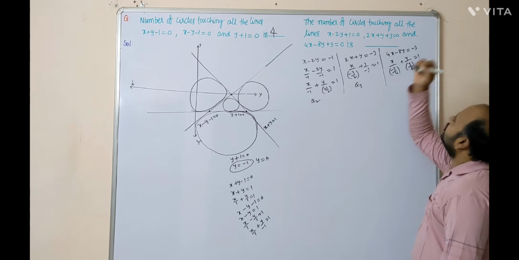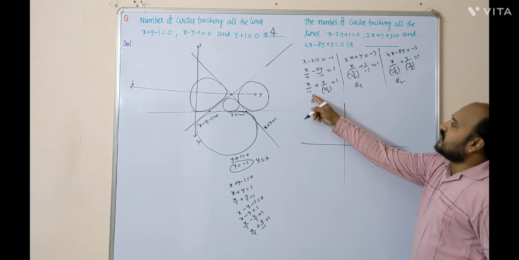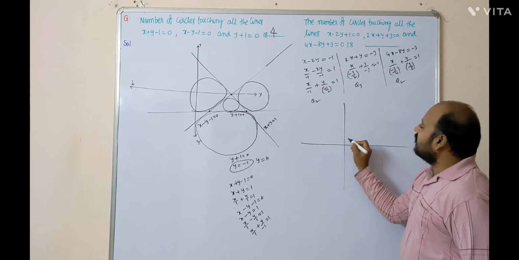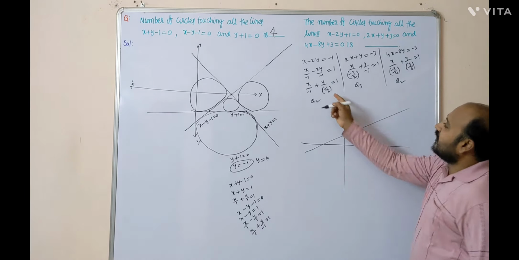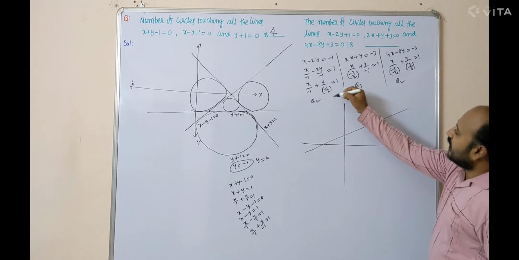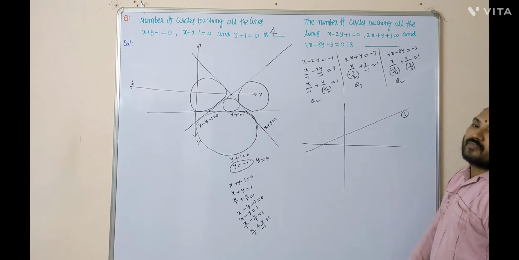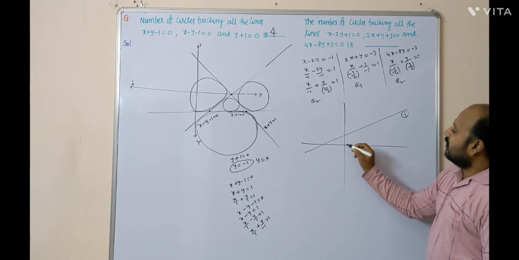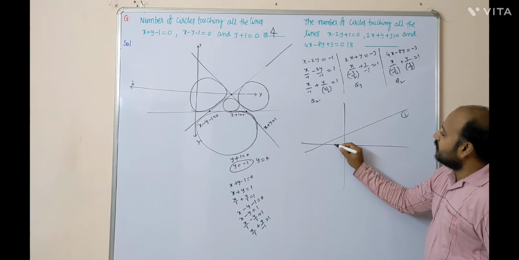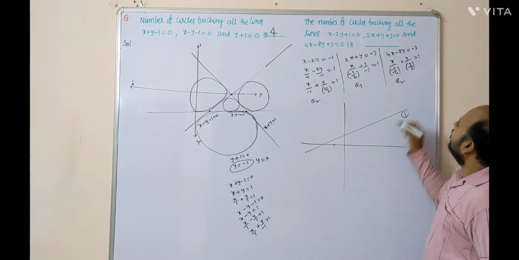So again, x-intercept is negative, y-intercept is positive, so again it is in quadrant 2. Now draw the rough figure. Two lines: minus 1 is here, 1 by 2 is here. This is one line, equation number 1. Minus 3 by 4 will be here, and 3 by 8 is positive here, like this.